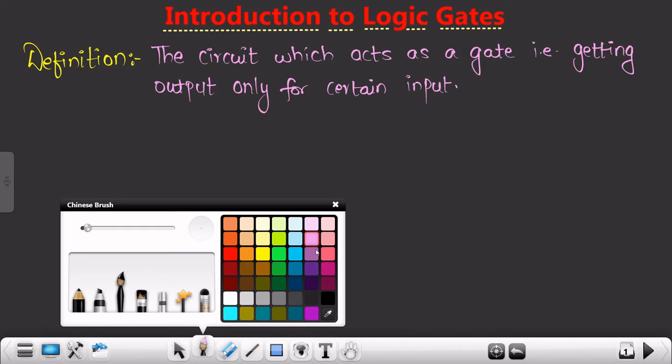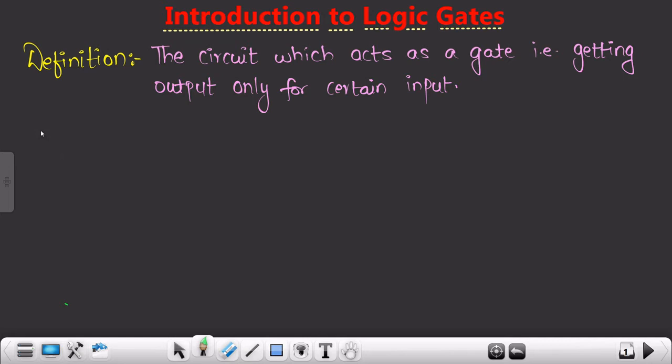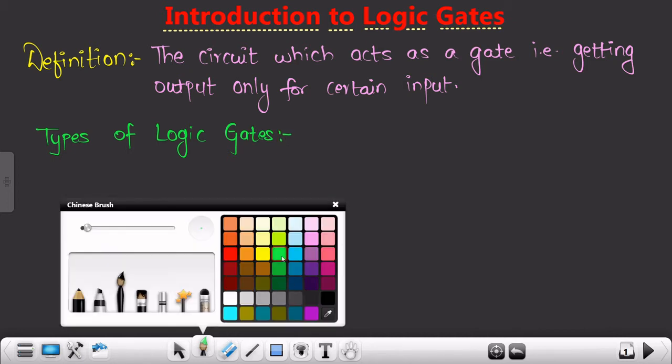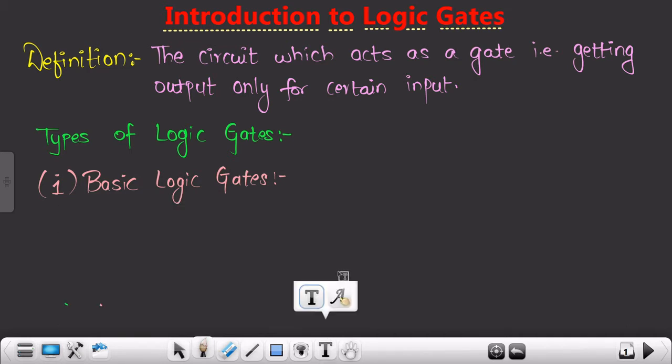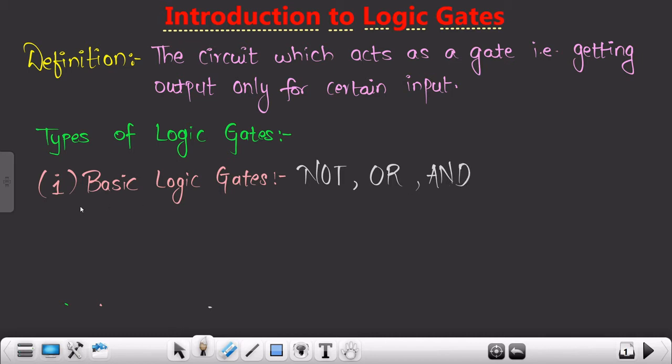Now we'll see the different types of logic gates. The very first type is basic logic gates, which includes AND gate, OR gate and NOT gate. We'll study NOT gate first, then OR gate, and then at the end AND gate. So these are the three types of gates which come under the basic logic gates.